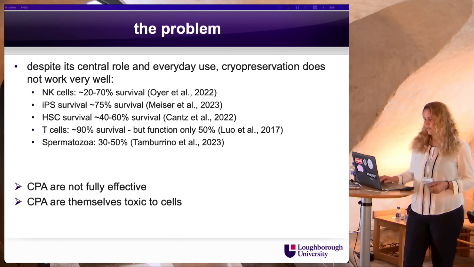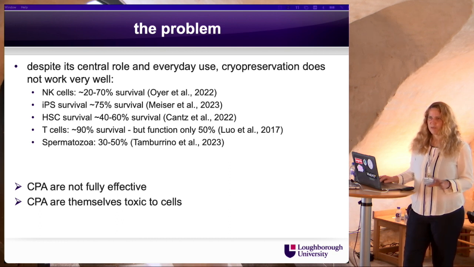Here are a couple of examples of cell therapy products and where the survival rates currently are. CAR NK cells are really on the edge of translation, with a couple of products in development. The survival is somewhere between 20 to 70%. So basically, you're losing 50% of the cells that you want to create. It's a big problem in terms of manufacturing and cost.